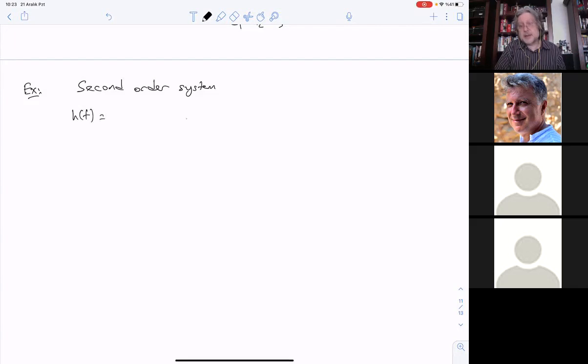A second order system in the impulse response notation looks like this: m times e to the c1t minus e to the c2t times u of t. The impulse response, therefore, induces two separate decaying exponentials. So that's why it has two poles, and that's why it's a second order system.